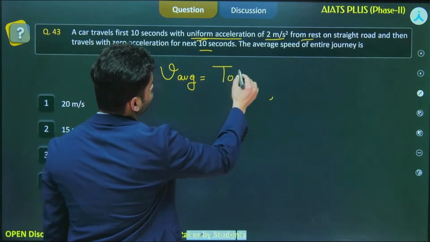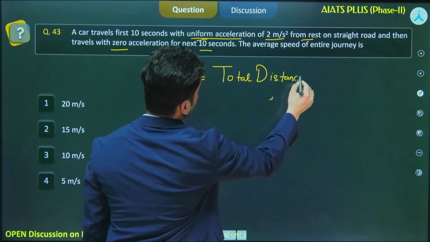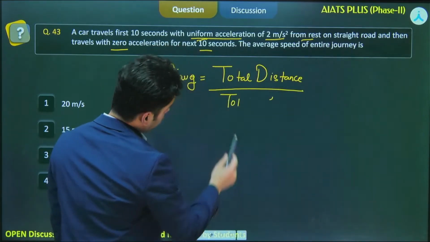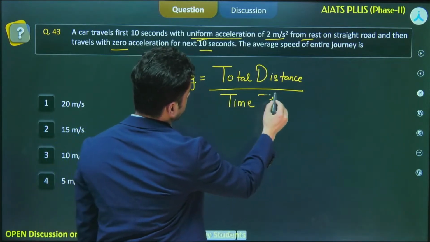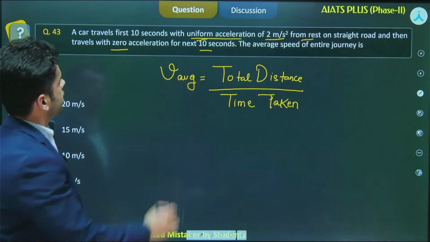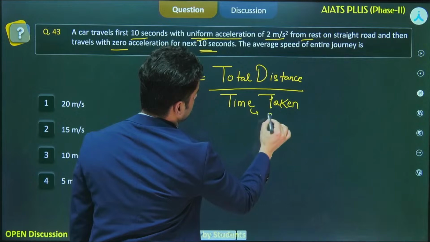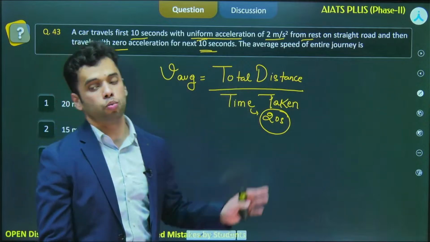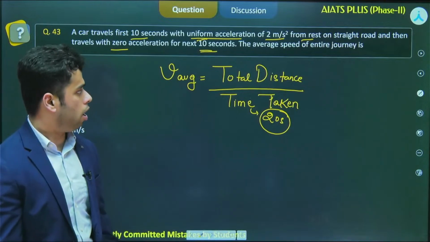V average is total distance upon the time taken to cover this distance, right? So total distance upon time taken. Now the time taken to cover the distance is 10 seconds plus 10 seconds, that is 20 seconds. Now the problem reduces to the fact that I just need to calculate what is the total distance covered, because time taken is 20 seconds. That I have figured out with the help of the problem only. How to calculate total distance?